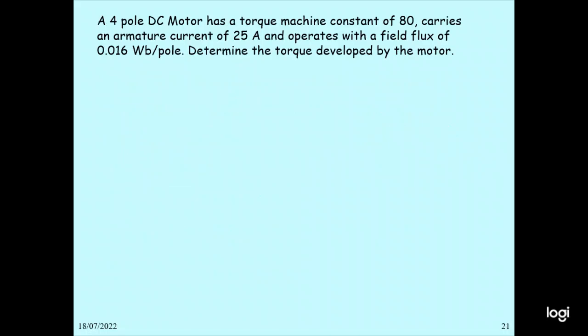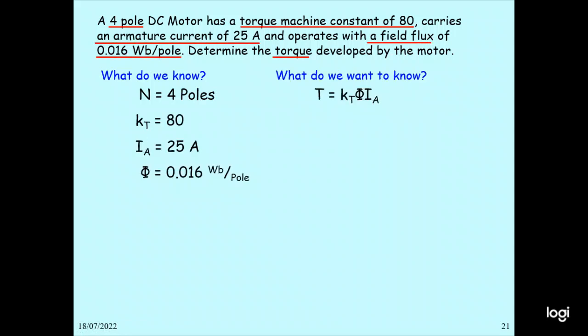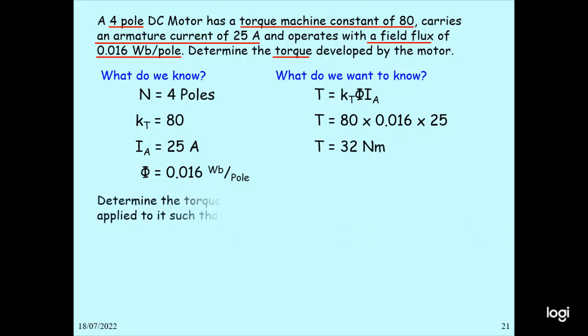Let's calculate: a 4 volt DC motor has a torque machine constant of 80, carries an armature current of 25 ampere, and operates with a flux φ of 0.016 weber. Determine the torque developed by the motor. What do we know? V equals 4 volts, K equals 80, Ia equals 25 A, and φ equals 0.016 weber. What do we want to know? T equals Kd φ Ia. In this case, 80 times 0.016 times 25, you get 32 Newton meter.